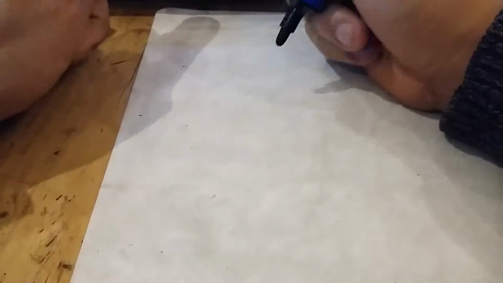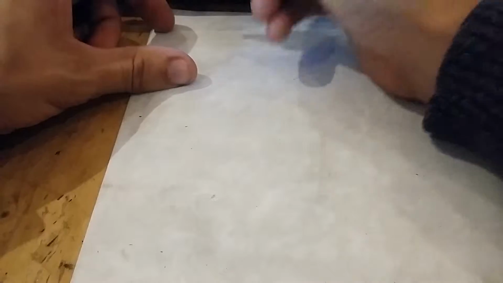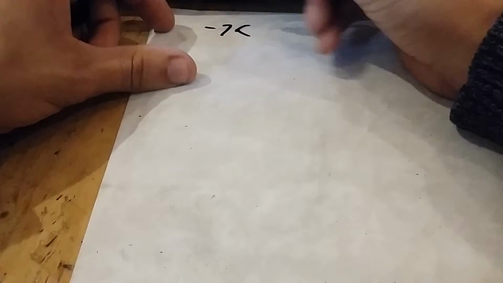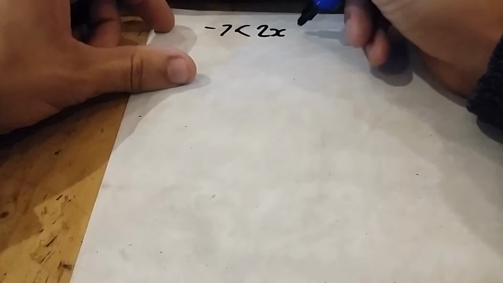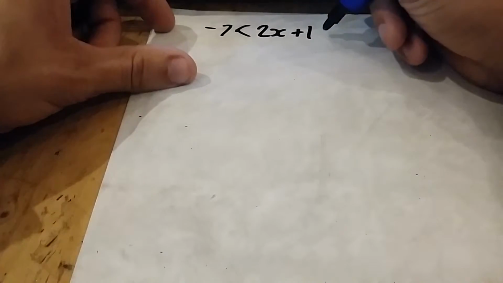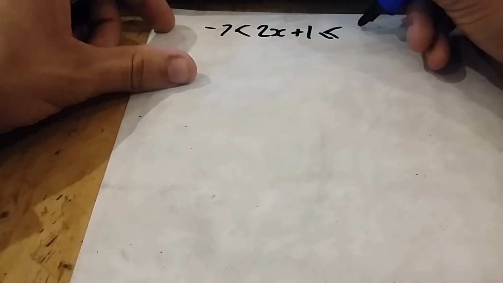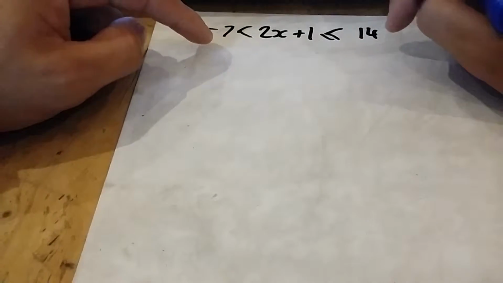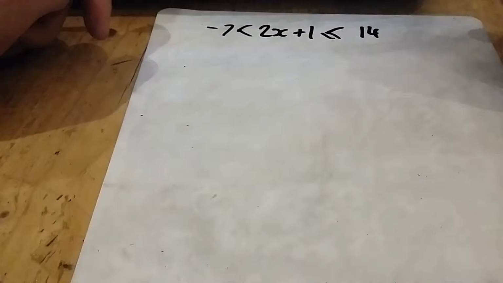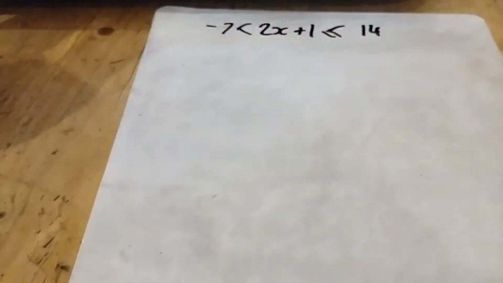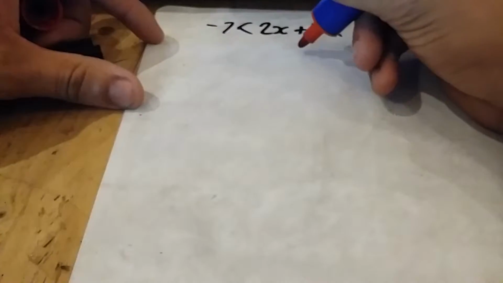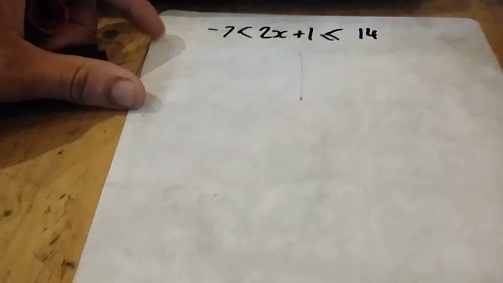Hello there everyone, we're going to solve a couple of linear inequalities now. This time we're going to have two inequality signs with an algebraic expression in the middle. Now, to do these, when you have two inequality signs, is to split the problem into two parts really.